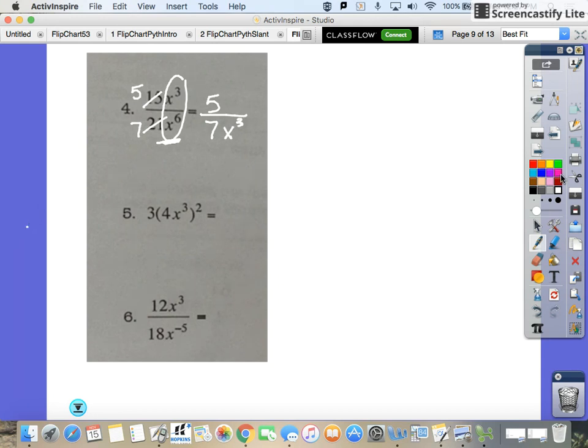If you use the rule, you would have 3 minus 6, which is -3. So you'd have x to the -3. And our rule says if it's a negative exponent, you move it to the denominator.